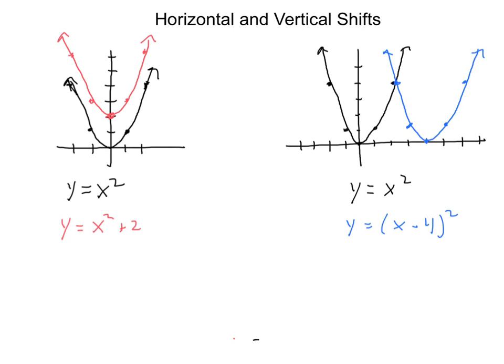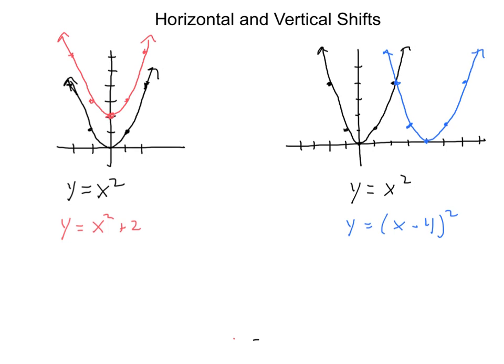Now, go ahead and graph it. When you do, you should see something along these lines: two graphs, one on top of each other. The black graph is y equals x squared, and the red is y equals x squared plus 2. Now I want you to notice something.